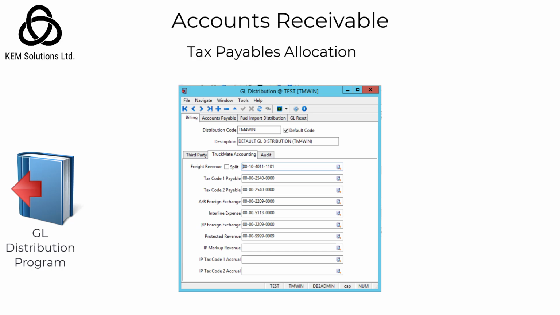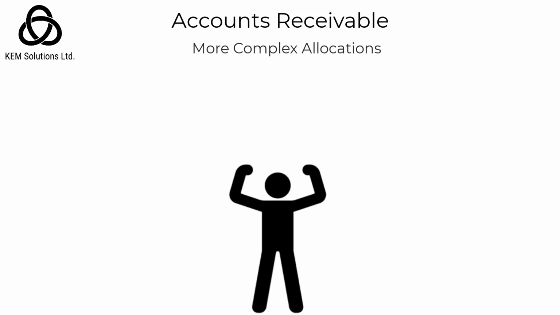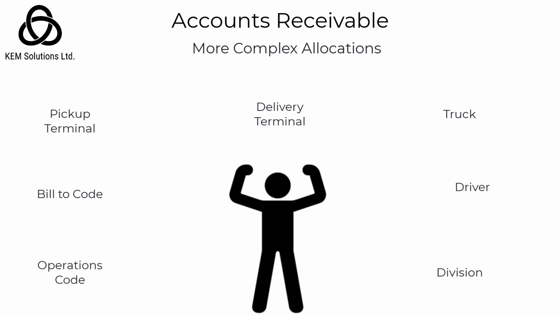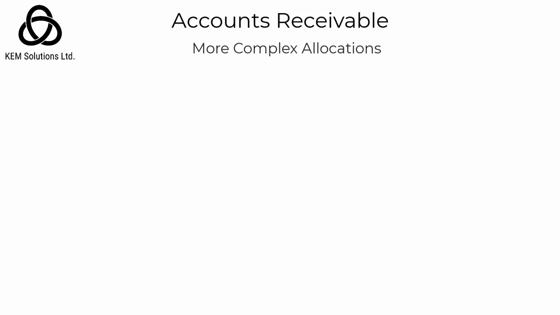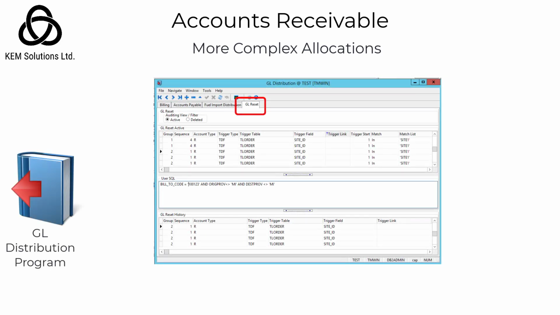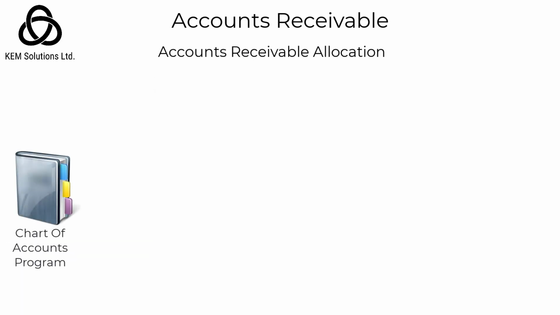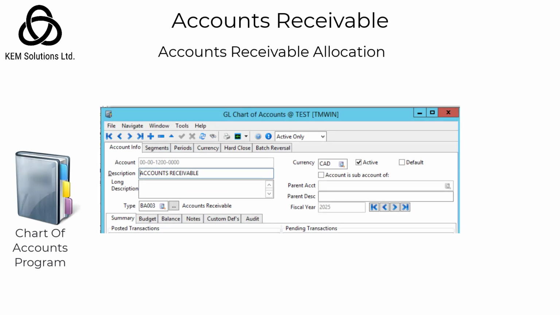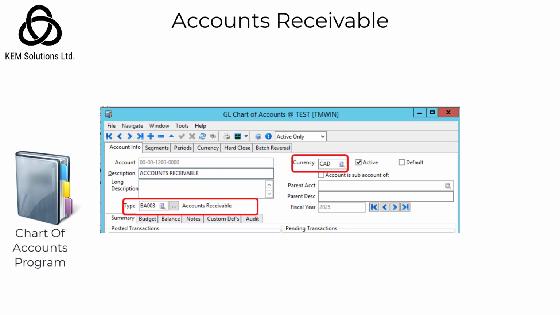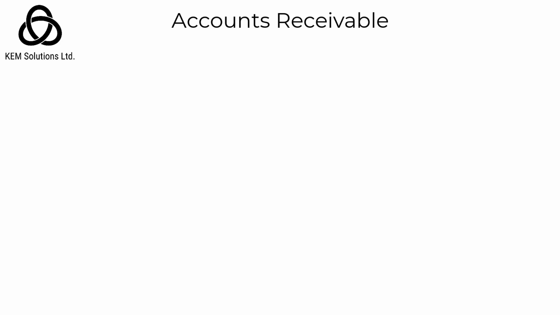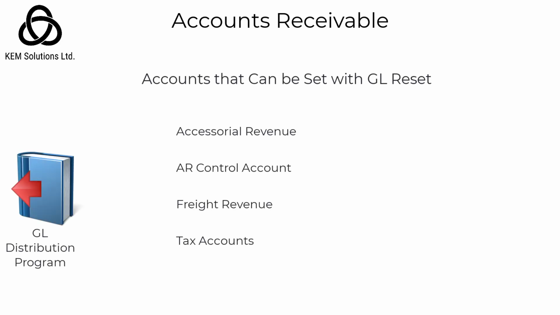What about more complex business rules? For some companies, they may want the allocation changed based on the pickup and delivery terminals, the trucks or drivers that complete the loads, or other company-specific business rules. If there are more complex rules, then the allocations can be managed in the GL Reset tab of the GL Distribution screen. Your accounts receivable account is selected from your chart of accounts, typically the first account of your billing currency, with an account type of BA003. This can be customized for specific business rules in the GL Reset tab.